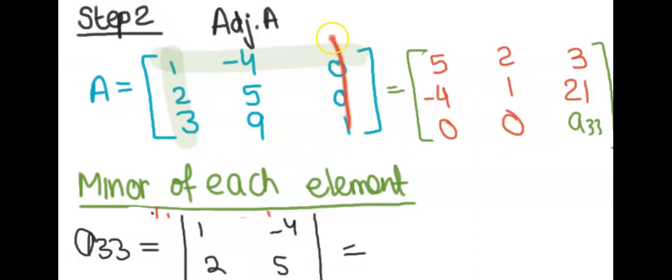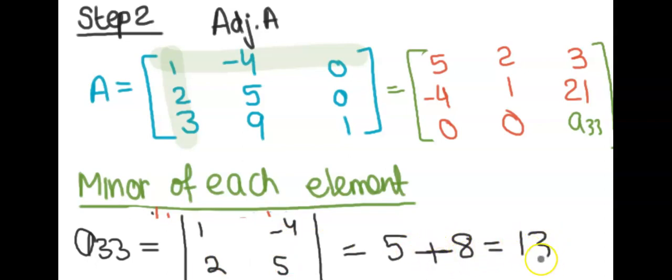Now for this element, that and that are gone. So we are left with these 4 elements: 1, 2, minus 4, 5. So that times this is 5, minus that times this is minus 8. So minus minus 8, two minuses make a plus. The answer is 13.